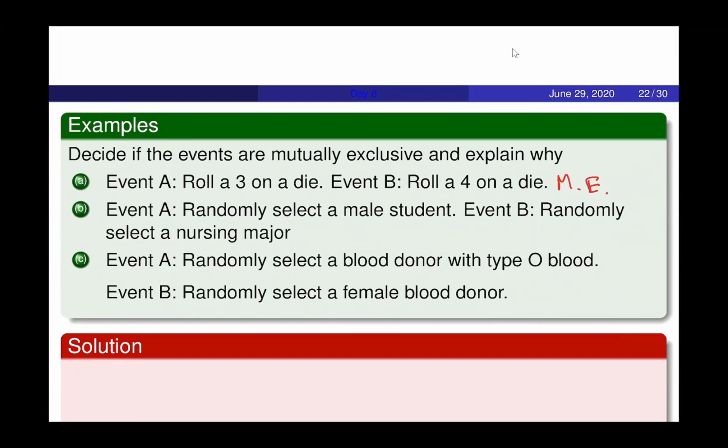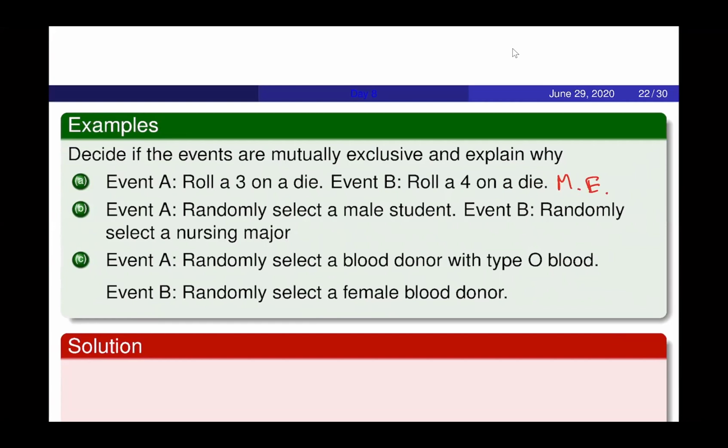So we'll say they are mutually exclusive because if I roll a die, you can't roll a 3 and a 4 at the same time. It's either going to land on 3, or it's going to land on 4, or it'll land on some other number. But it's pretty much impossible for it to land on 3 and 4 at the same time. All right, and that's it for A.